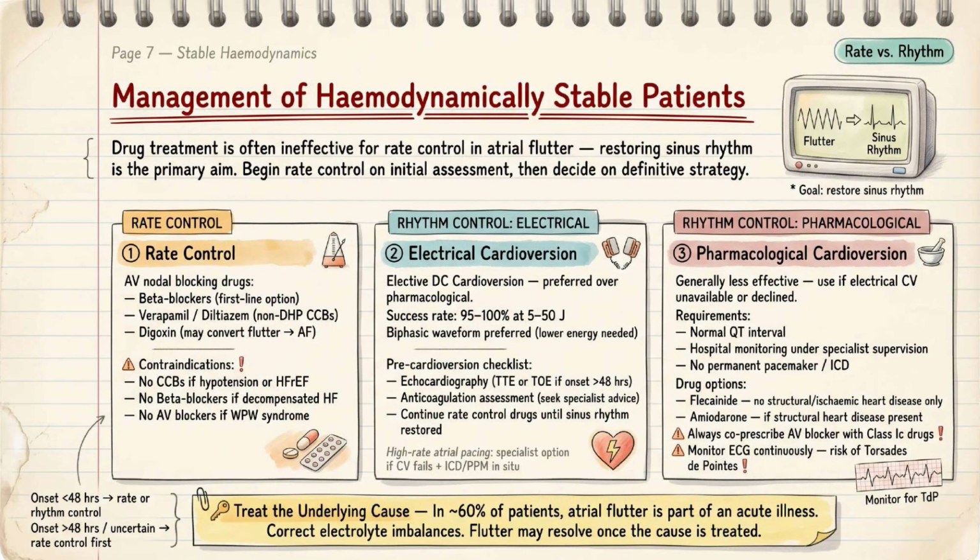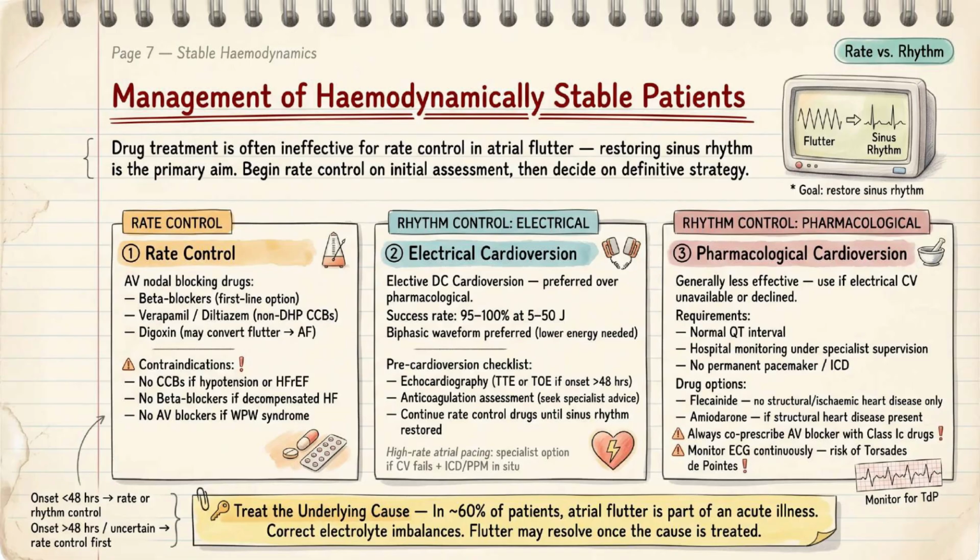What if they are stable? Here we have a choice, rate control or rhythm control. But here's the reality. Rate control is notoriously difficult in atrial flutter. Beta blockers and calcium channel blockers like verapamil often fail to bring that 150 BPM down effectively. Because of this, our primary goal is usually to restore sinus rhythm.